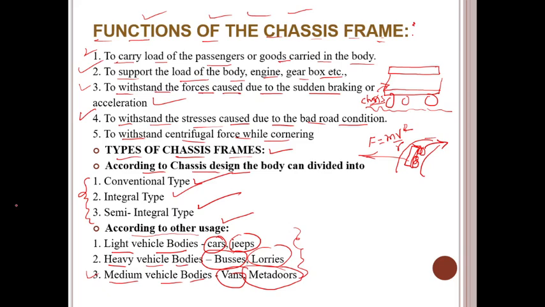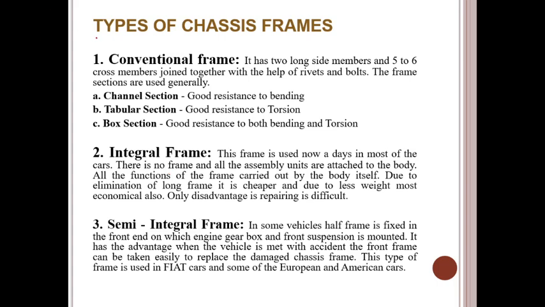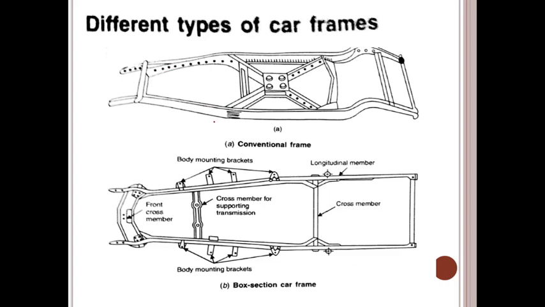So let's discuss this first one. Which one is the conventional type of chassis? You see here, in this type of chassis frames, the first one is the conventional frame. Look at the discussion here. It has two long side members and 5 to 6 cross members joined together with the help of rivets and bolts. The frame sections are generally called conventional frames. If you observe the design here, this is the conventional frame design of a chassis.